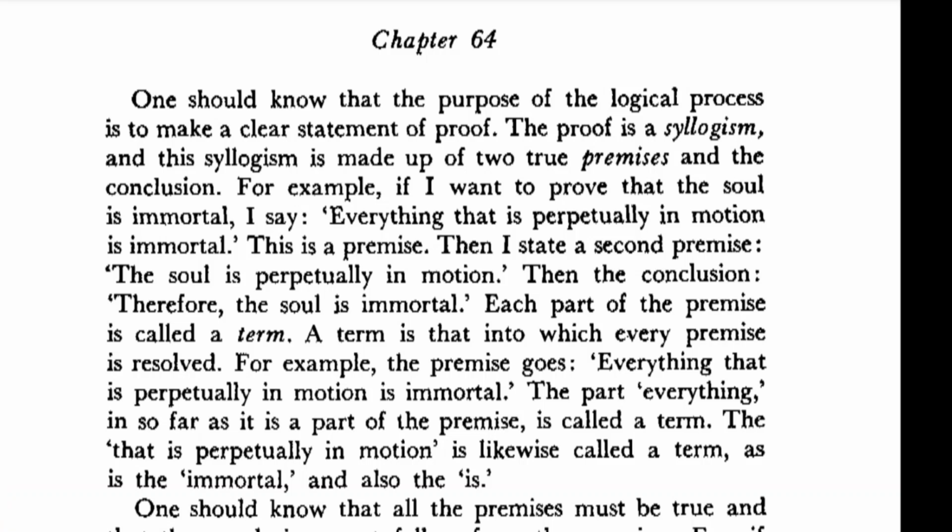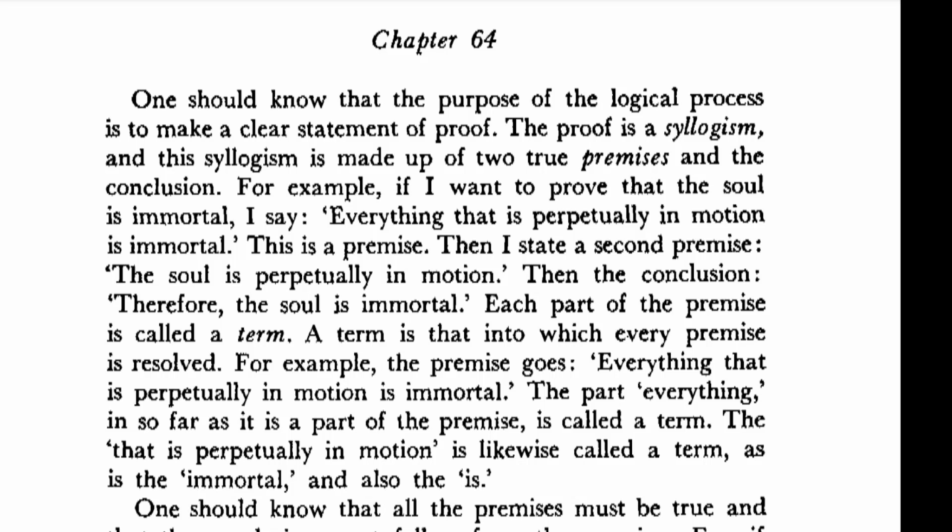Chapter 64. One should know that the purpose of the logical process is to make a clear statement of proof. The proof is a syllogism, and this syllogism is made up of two true premises and the conclusion. For example, if I want to prove that the soul is immortal, I say everything that is perpetually in motion is immortal. This is a premise. Then I say a second premise, the soul is perpetually in motion. Then the conclusion, therefore the soul is immortal.